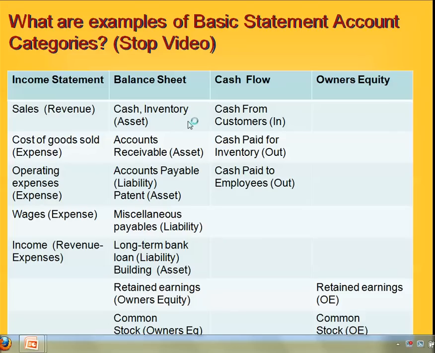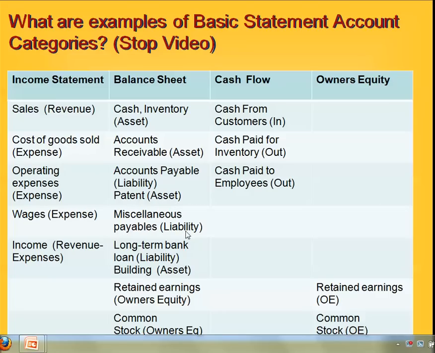Now the balance sheet has a bunch of stuff on it. And as we talked about, it has asset accounts and liability accounts. And the third part is owner's equity. So if we go through some of the common asset accounts, cash is obviously an asset, inventory is an asset, money people owe you, accounts receivable, is an asset, money that you owe people, accounts payable, that's a liability. Let's say you get a patent, that would be an asset.